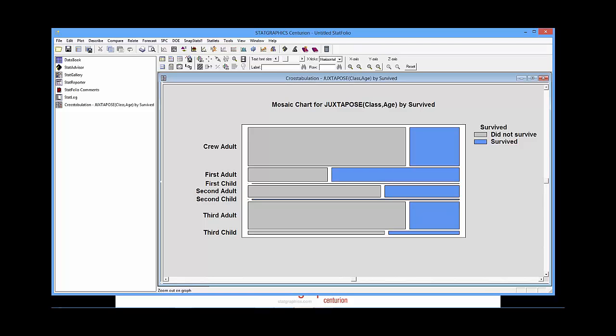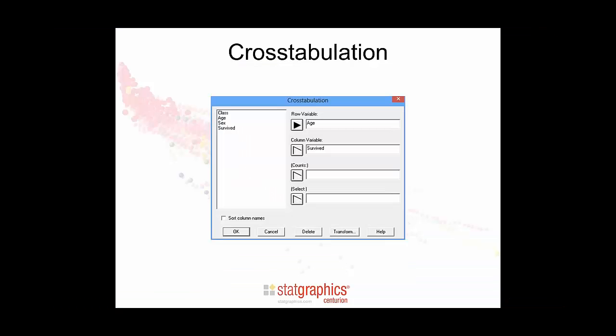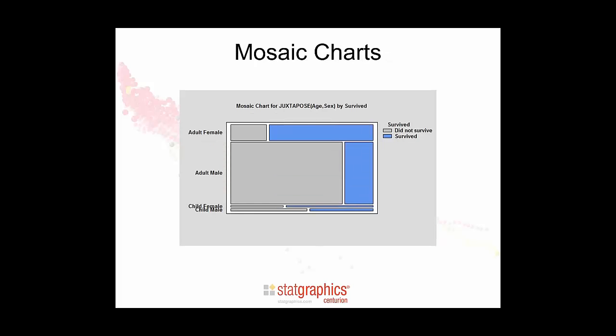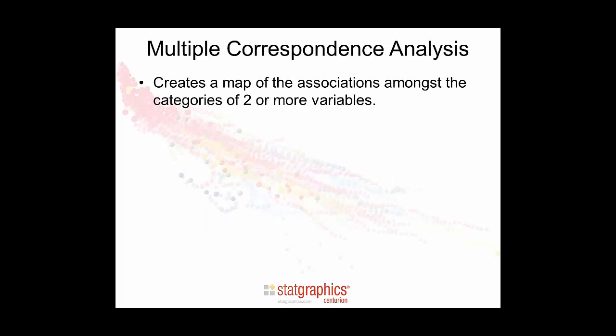Okay, well, that's the Mosaic chart, and it's a chart that I often like to use to simply get an idea of the frequency distributions in my data. I now want to begin the discussion of a more mathematical procedure, in fact, a procedure called multiple correspondence analysis. A multiple correspondence analysis creates a map showing the associations amongst the categories of two or more categorical variables. It's used to help us understand relationships between categories of one variable and categories of another.